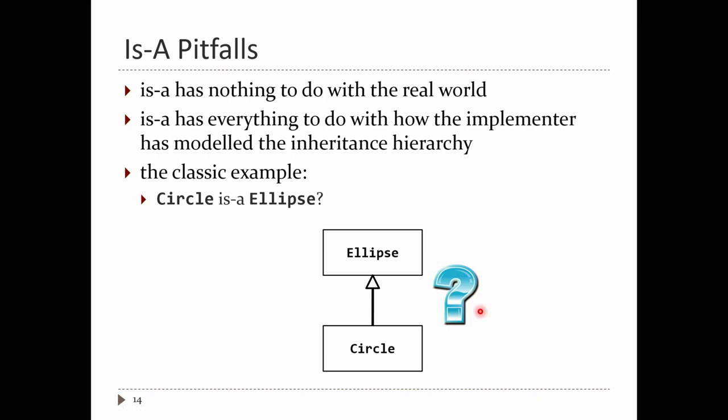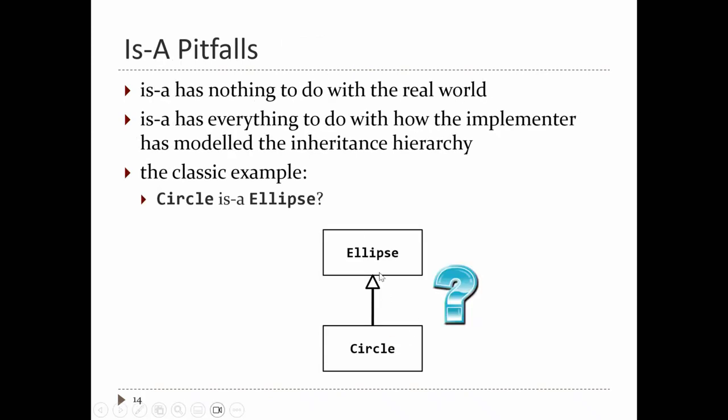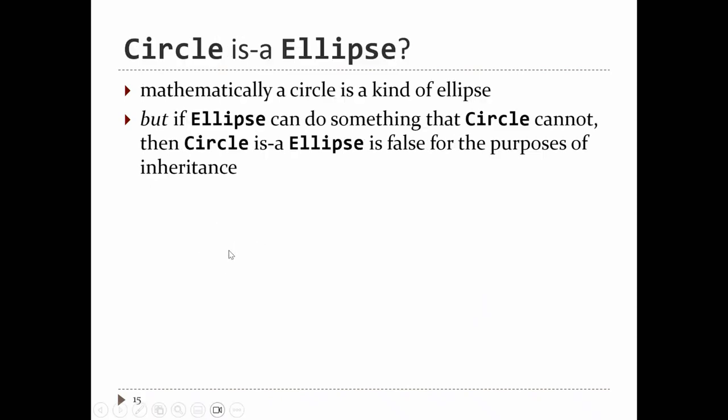And so there's a big question mark here. Mathematically, a circle is a kind of ellipse, but you have to remember that in inheritance, the Circle must be able to do everything that the Ellipse can do. So now it depends on what methods are in Ellipse. If an Ellipse can do something that a Circle can't, then you should not implement Circle by inheriting from Ellipse.